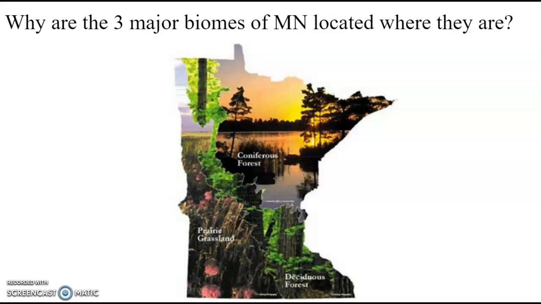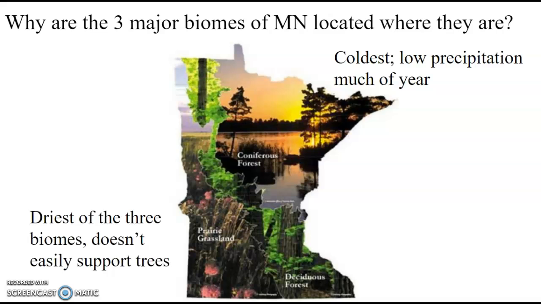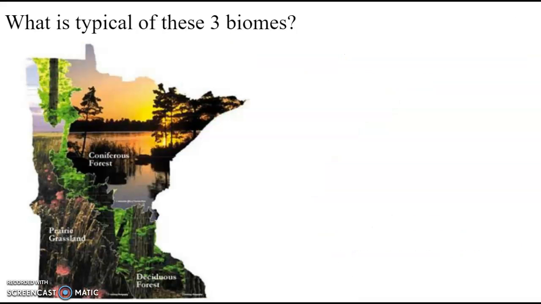So why are the three major biomes in Minnesota located where they are? Well, the one that has the coldest temperatures on average and the lowest precipitation much of the year, that would be the coniferous forest. The driest of the three biomes, that does not easily support trees, that'd be a prairie and grassland. And the warmest one with the highest amount of precipitation, that would be where your deciduous forest biome would be.